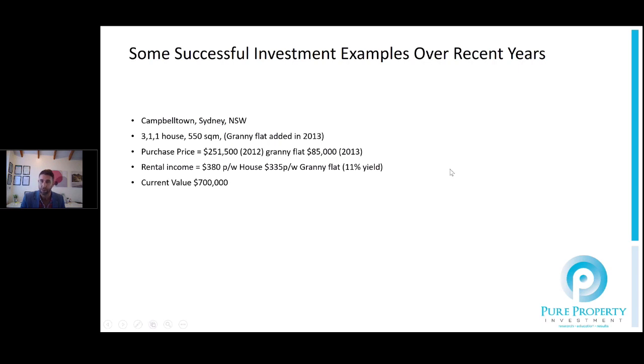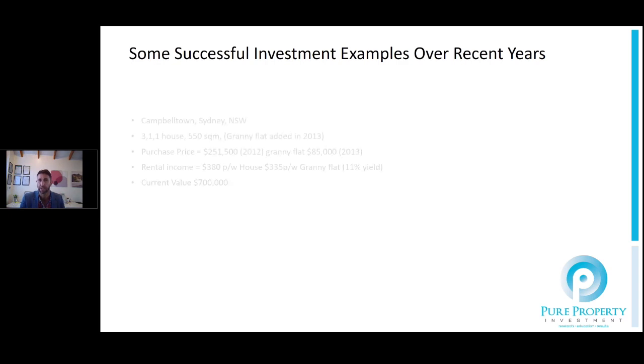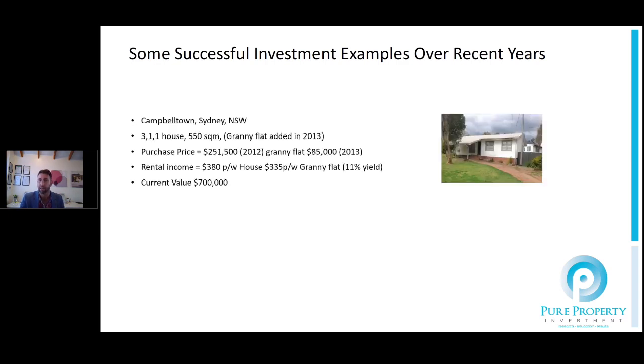The current value, probably most importantly, is $700,000 on that particular property, and that's gone through a very, very good, strong, sustained 5-year growth trajectory. And we bought that property right at the start of that growth cycle, and that's the important factor. There's a little picture of that property. It's a cottage. The granny flat's to the right-hand side of it, but a good property that's sustained, very low maintenance, and easy to rent out, walking distance to train, rail, shops, etc.